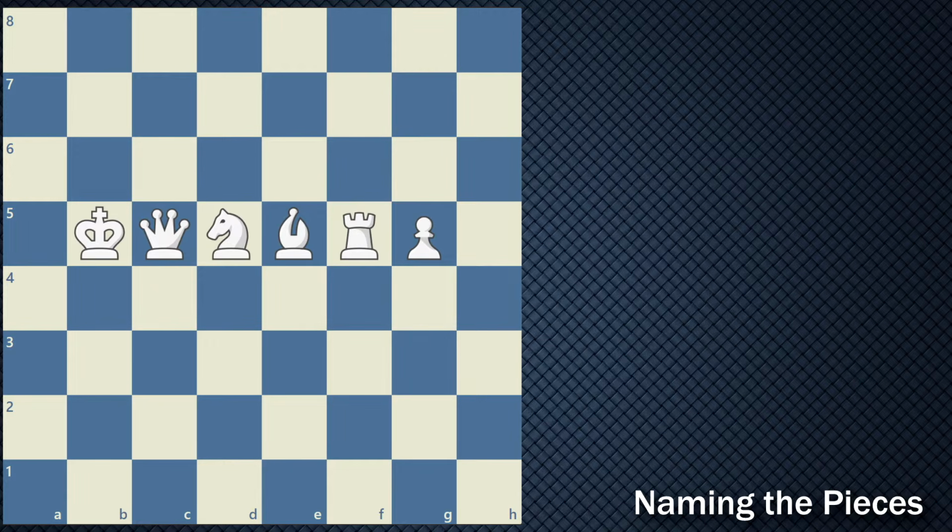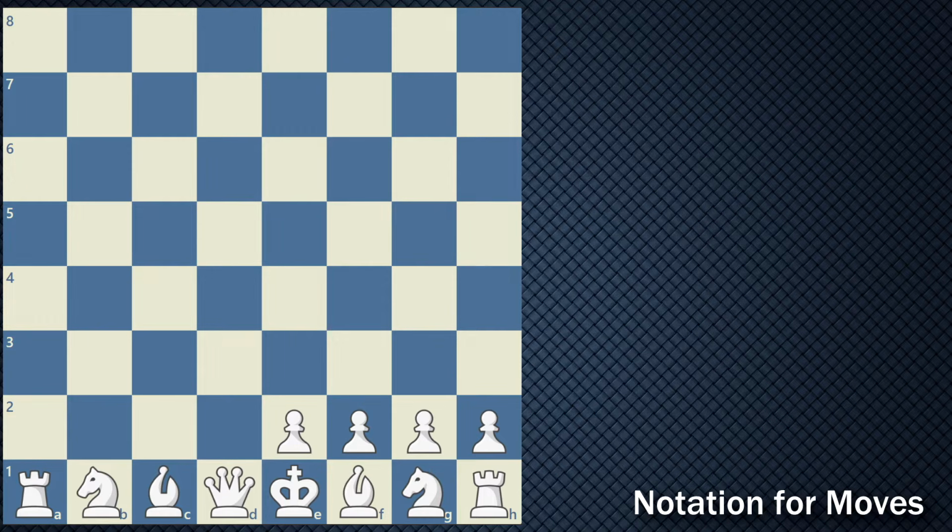Next, we have to know the names of the pieces. Each piece has its own abbreviation in algebraic chess notation. The king is a capital K, the queen is a capital Q, the knight is a capital N because the capital K is already taken by the king, the bishop is a capital B, and the rook is a capital R. You might think the pawn would be a capital P, but actually the pawn is just the name of the square, and I will explain how it's recorded when a pawn moves.